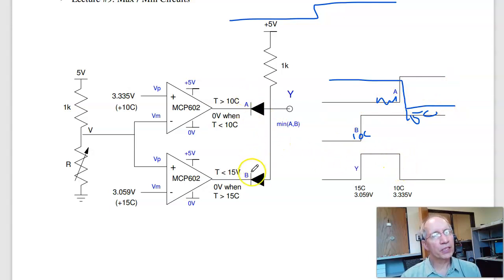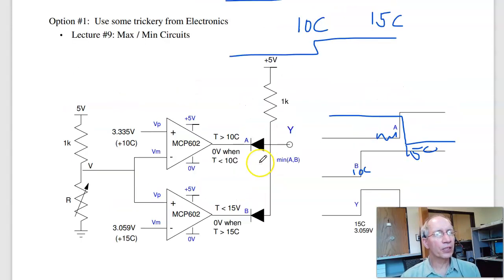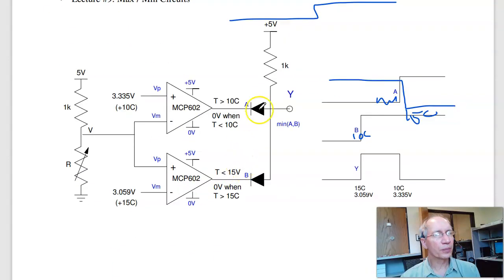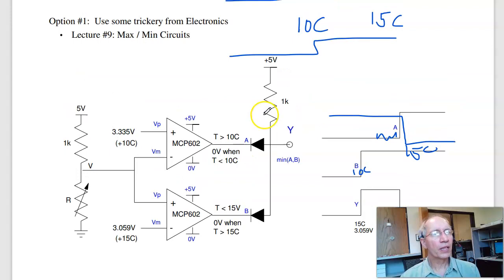So this is a min function. That's kind of one way to do trickery using electronics. Use a min function, set these up so that the output is low on these two bands. So the top one takes care of temperatures above 15 Celsius, it's off. The second one, temperature below 10 Celsius, it's off. Using a min function. That's one way to solve it. And these are just comparators with the two voltages we found from before.